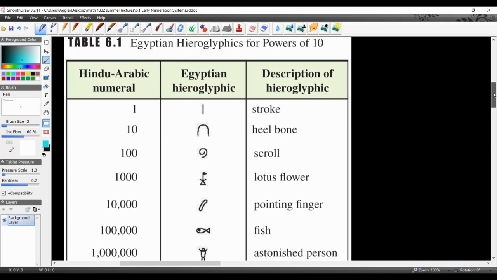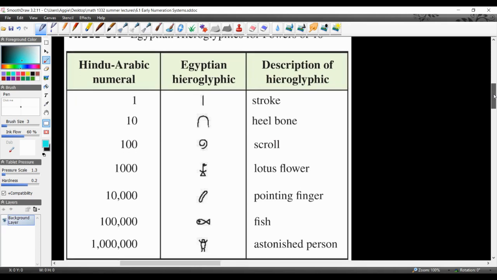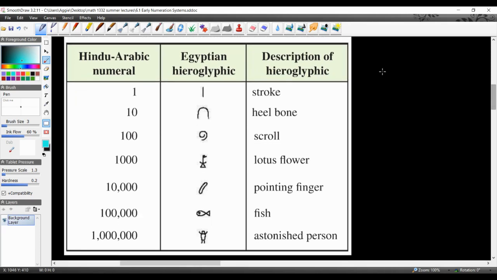That way we can see how they use this additive system and how we in turn use it for our own numbers. Okay, so here on the side, you can see the actual symbol. I'm going to be referring to this quite a bit. And we have what they mean. As far as this part goes, I really don't have too much information on that. Why did they call the first one a stroke, the second one a heel bone? I don't know, but you're welcome to research it if you'd like.